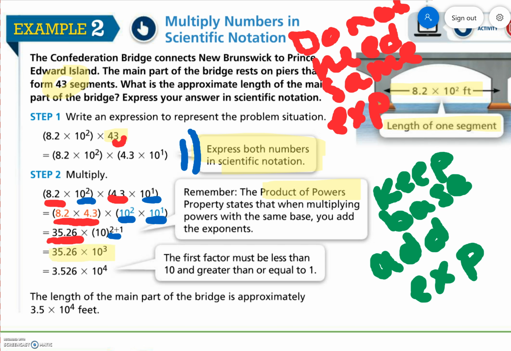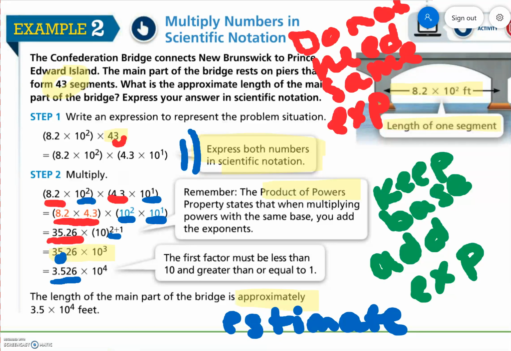But again, not written in correct standard scientific notation. We have to move the decimal place one more. So that's going to give us 10 to the fourth. The length of the main part of the bridge is approximately 3.5 times 10 to the fourth. This approximately means that this is an estimate because they rounded 3.526 to just 3.5.